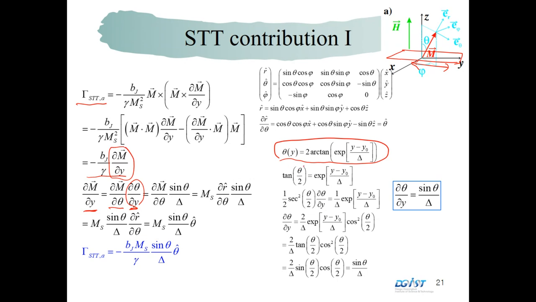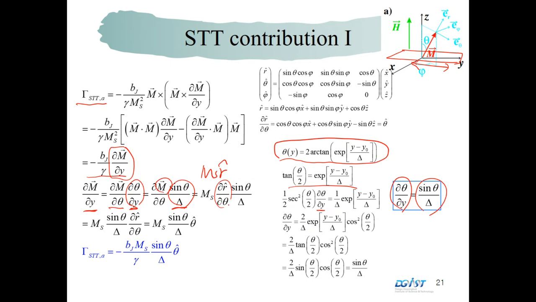So when you take the tangent on both sides, you can obtain these relations, and taking the integral in the y direction, with some simple math, we can obtain ∂θ/∂y, which gives us sin θ over Δ. So here is the result. Actually, I didn't mention this relation in the previous lecture. Okay, and the M vector is actually Ms r hat.